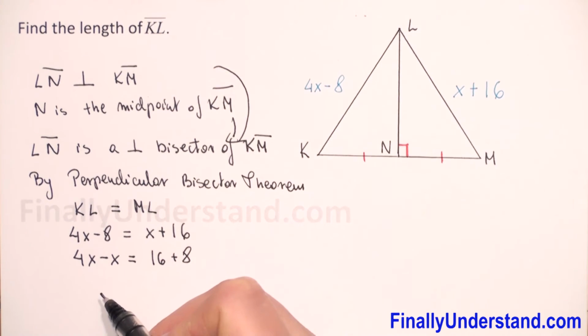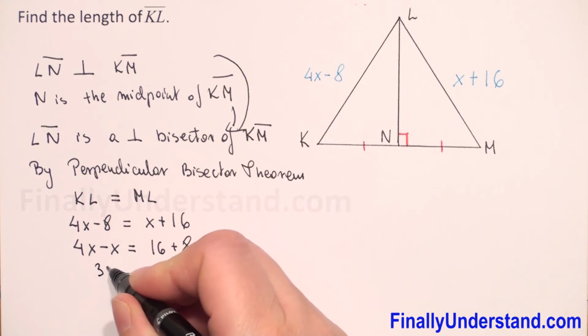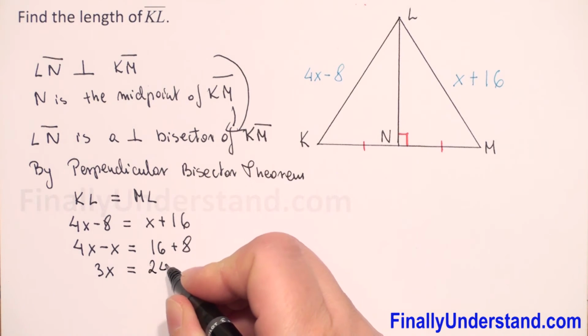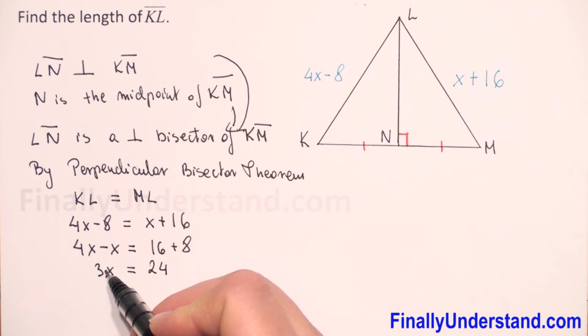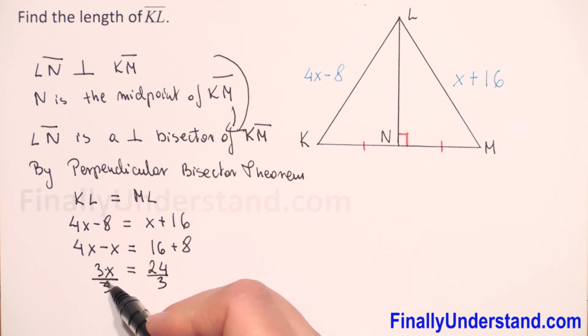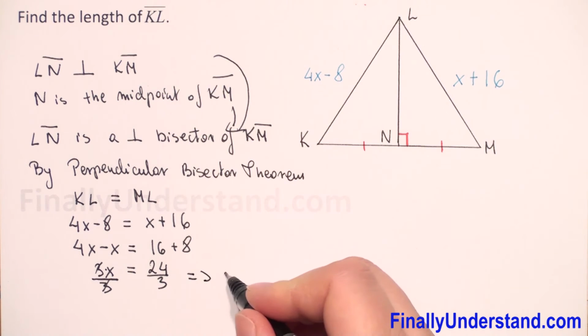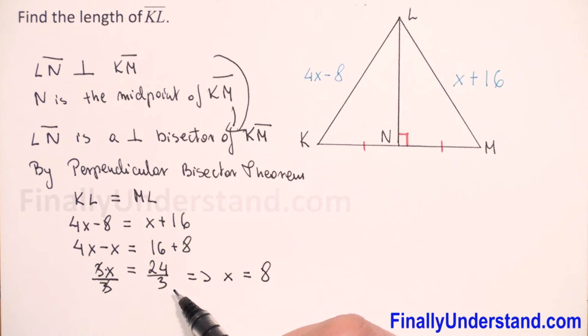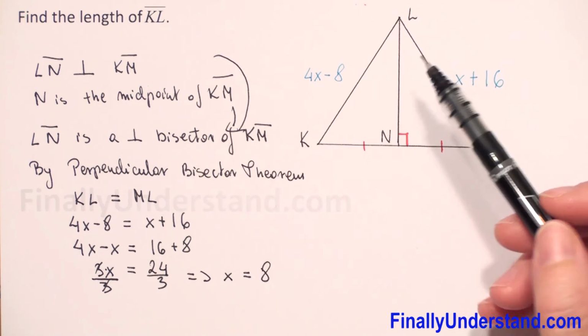4x minus x is 3x. So this is equal 16 plus 8 is 24. Because we have multiplication on the left side, now I will divide both sides by 3 to get x, and we will have 3 and 3 we can reduce, and we have that x is equal 8. 24 divided by 3 is 8. So we have unknown x.